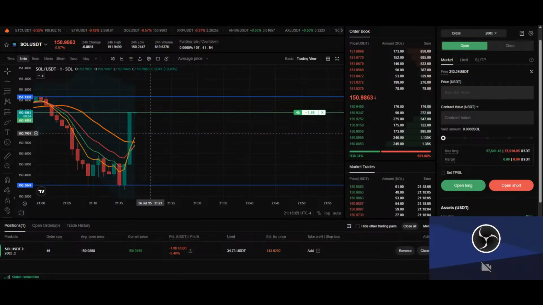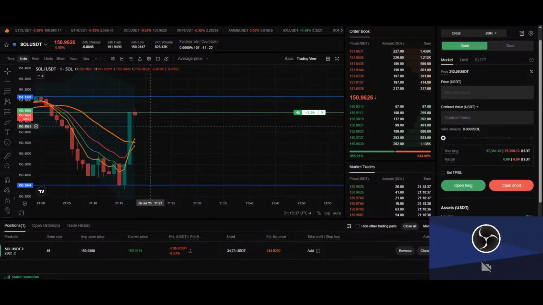Man, that candle printed green and turned quickly, didn't it? I don't like that. That's not a bearish candle. I mean, that's not a bullish candle. It printed and I clicked it and then it's fighting. It's fighting. We're going to see where this goes.